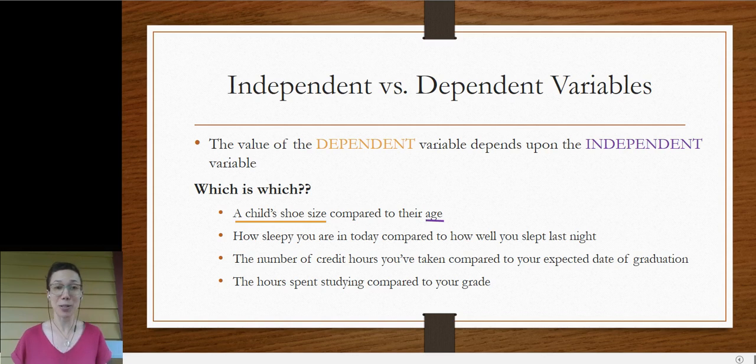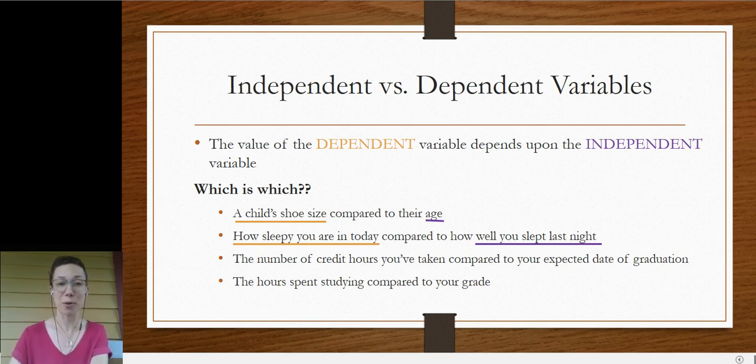Next one, how sleepy you are today compared to how well you slept last night. Which is the independent variable in there and which is the dependent variable in there? Your sleepiness level today is going to be dependent upon how well you slept last night. I mean, some other factors in there as well, right? But in general, how well you slept last night is going to be the independent variable. That's not the one that's being influenced. That's the one that's doing the influencing.